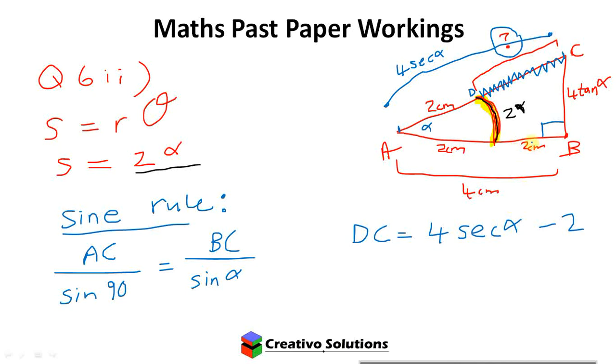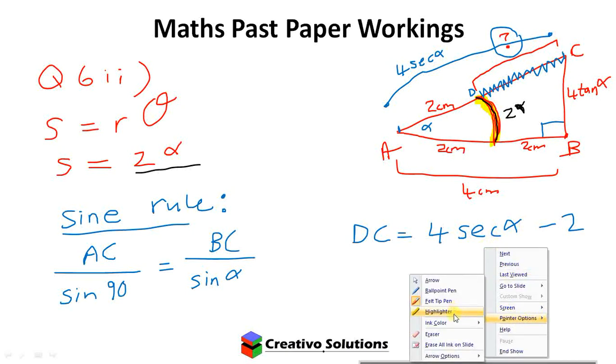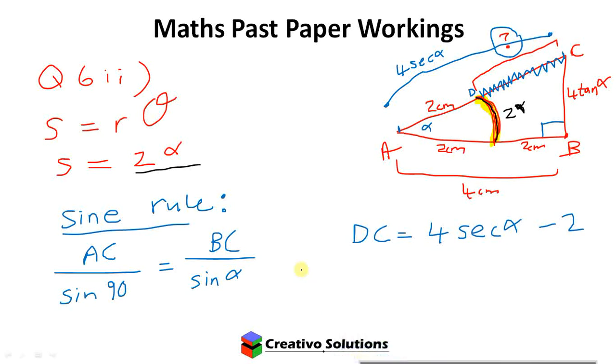Right, so the question said solve for the perimeter of the shaded region. So do I have the length of all the sides? Yes. Okay, so just to sum up, to answer the question, the perimeter of the shaded region is equal to, let's add up all the sides. Let's write down DC first. So this side is 4 sec alpha minus 2. That's the one side. Plus another side. Another side is BC, 4 tan alpha.